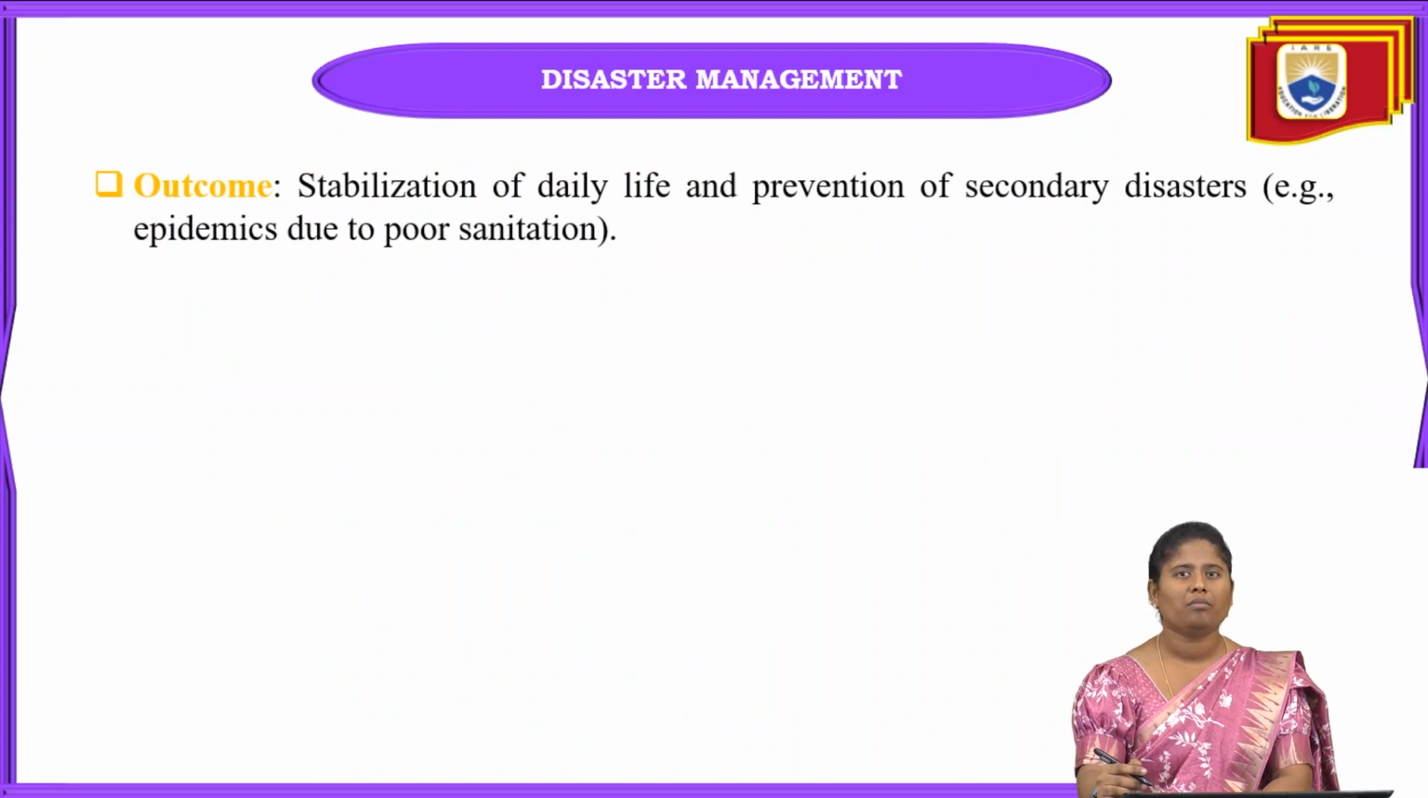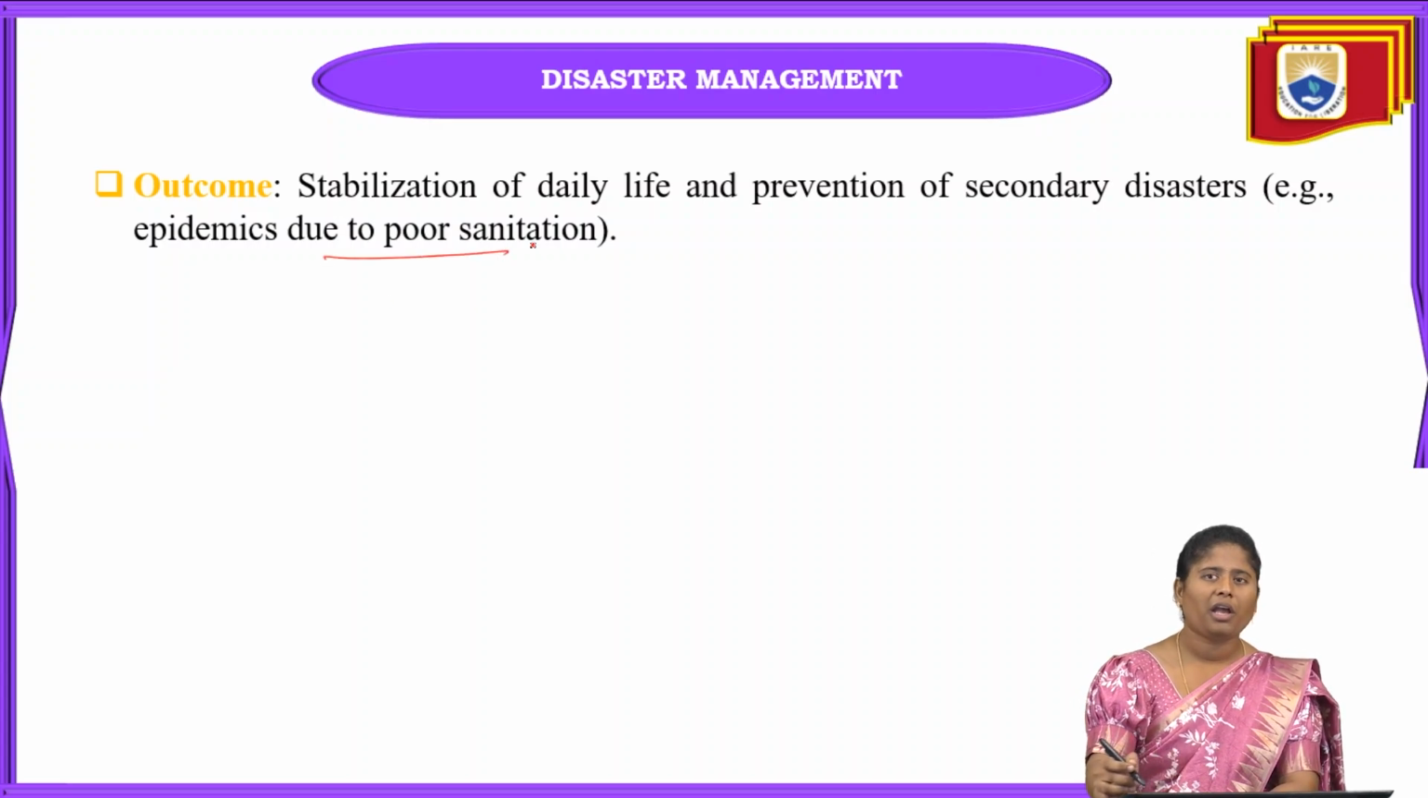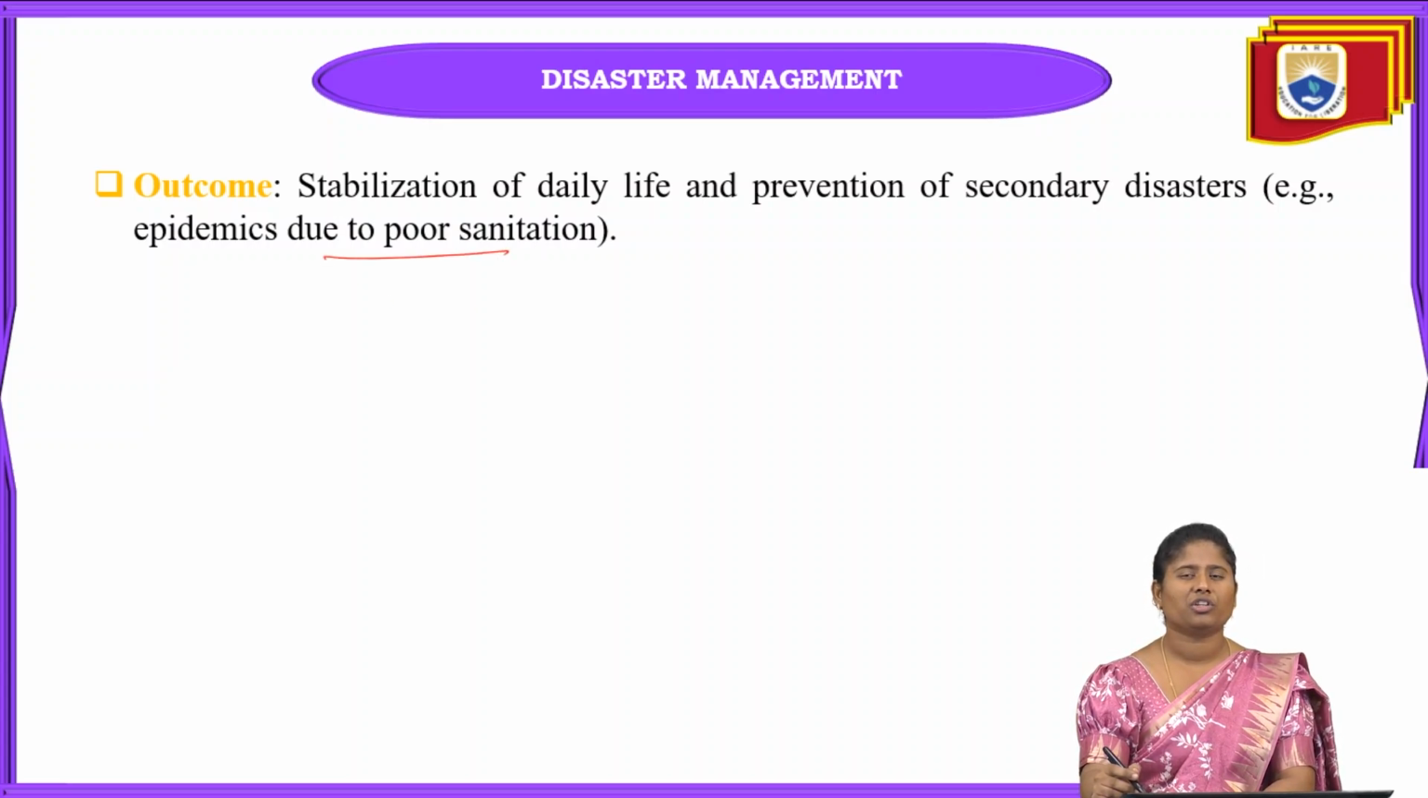Next one is outcome. Means by doing this, what we will get is that we can stabilize daily life and prevent secondary disasters. Means by going back towards their daily life, some people can be somewhat comfortable with that life, after the disaster also. And we can also prevent the secondary disasters here, means epidemics due to poor sanitation. Means we can be very much safe after these disasters happen. Some people can get epidemics due to poor sanitation also.